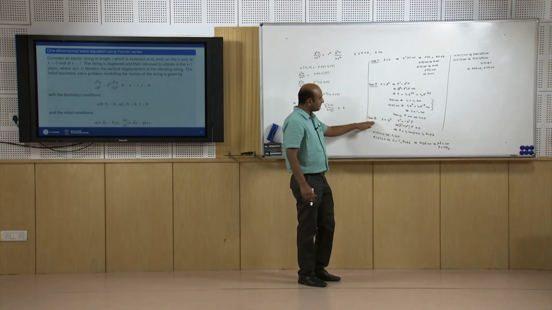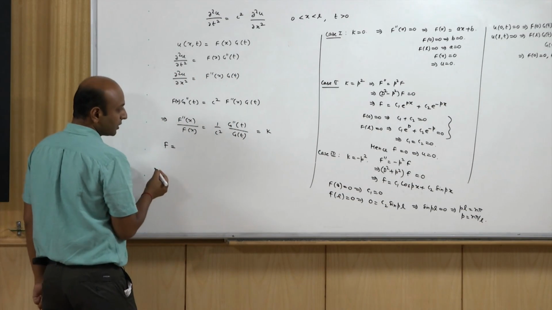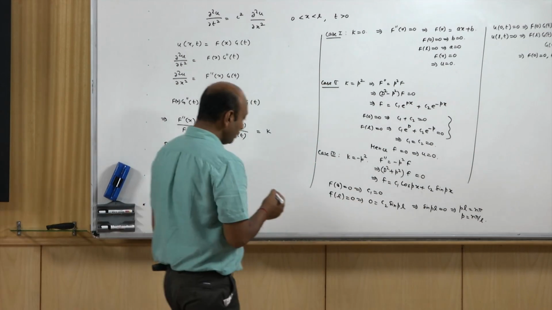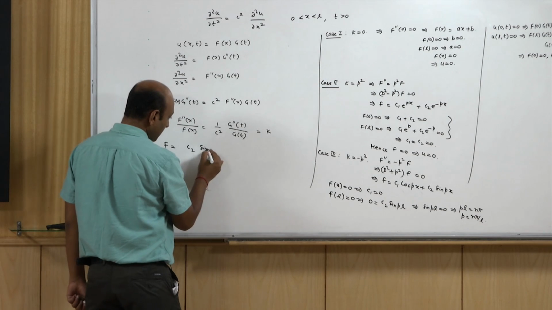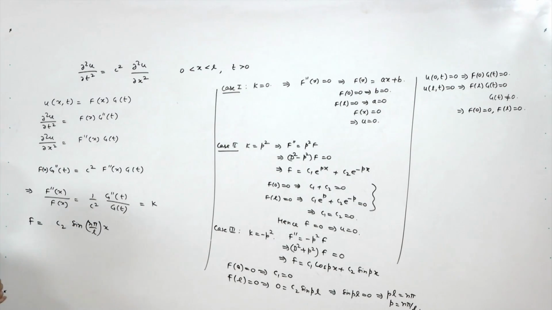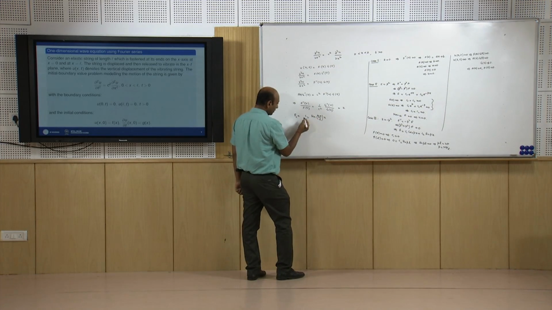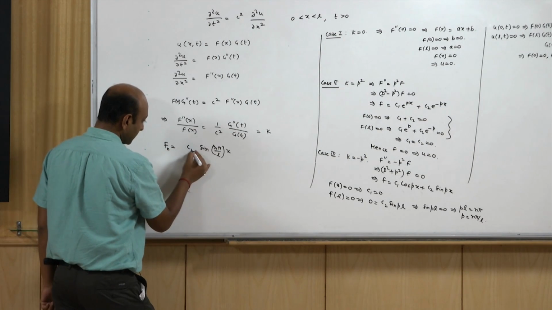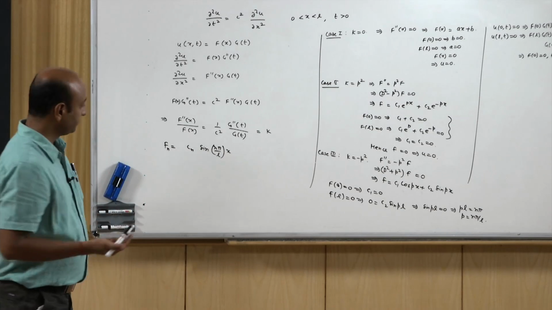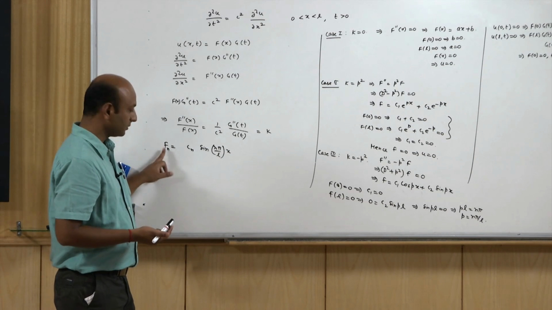So this is the only case possible, and from this case what will be f? F will be nothing but C1 is 0 and we have C2 sin P, which is n pi by L into x. Since n is involved, we take it Fn, or Cn here also, because n is involved. For different n we get different f, so we are calling it Fn.